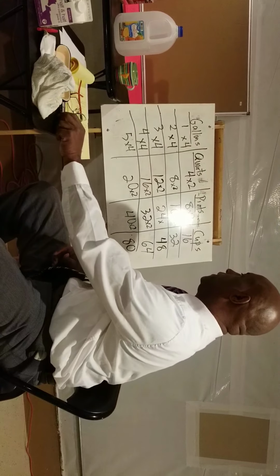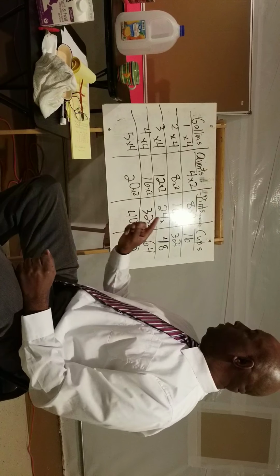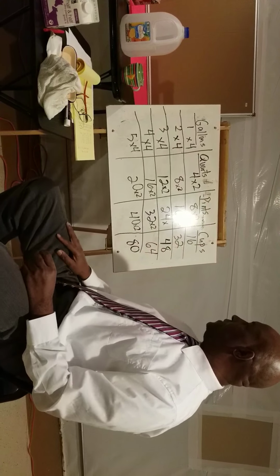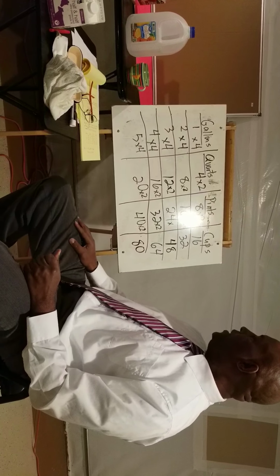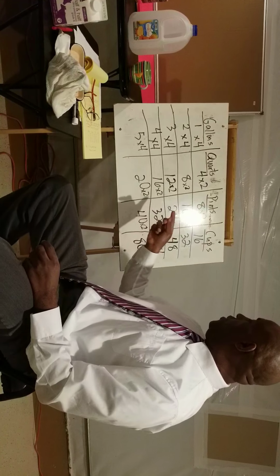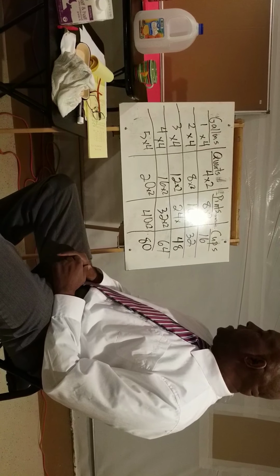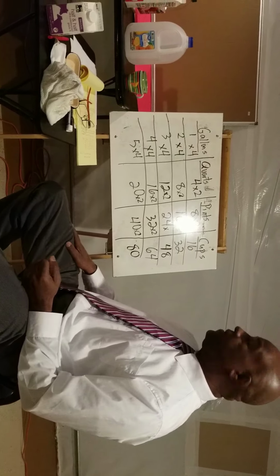So just as a review, 1 gallon, 4 quarts, 8 pints, 16 cups. In 2 gallons, we have 8 quarts, 16 pints, 32 cups. In 3 gallons, we have 12 quarts.